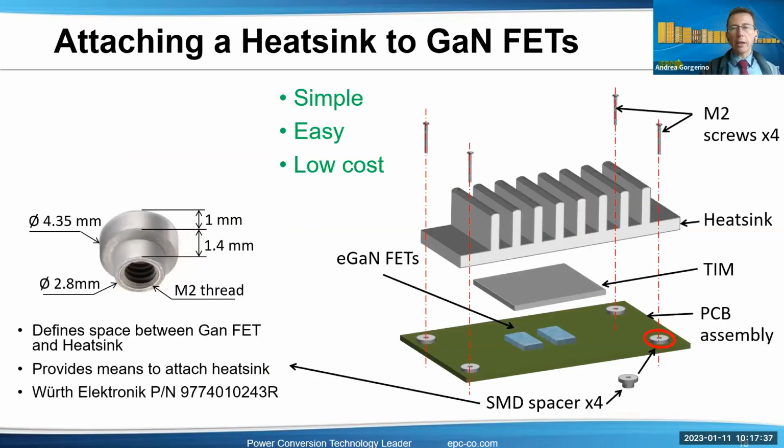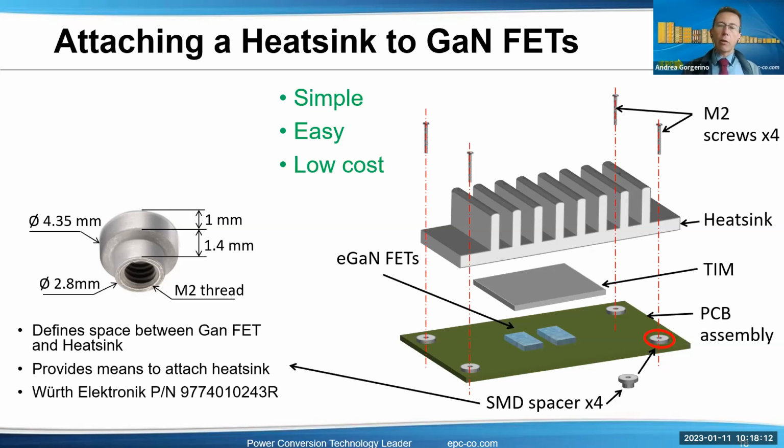But the second way to extract heat from our devices is from the top of the device. As I showed in the table, we have very low thermal resistance junction to the top. And to take advantage of this, we have a very simple, easy and low cost method of doing that. We're using these little standoffs, which are mounted during the reflow of all the other components of the board. In this case, typically we use 1 millimeter height from the board, and you can mount a heatsink to these standoffs directly with some screws.